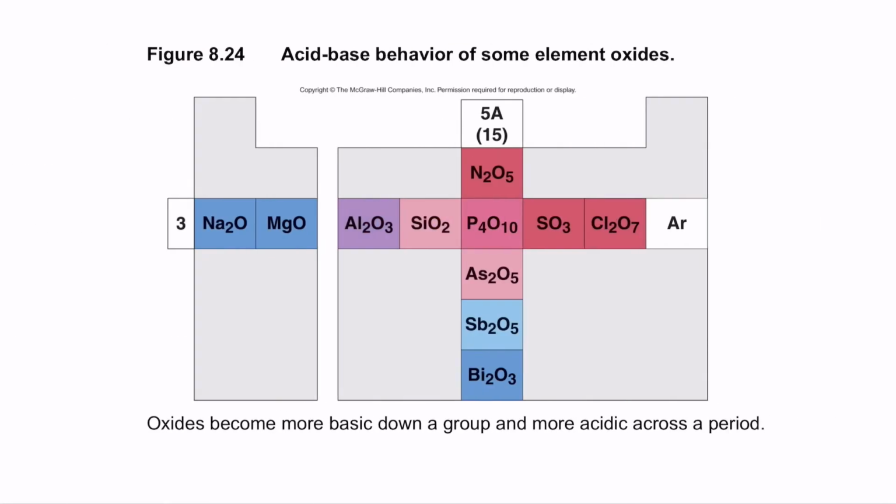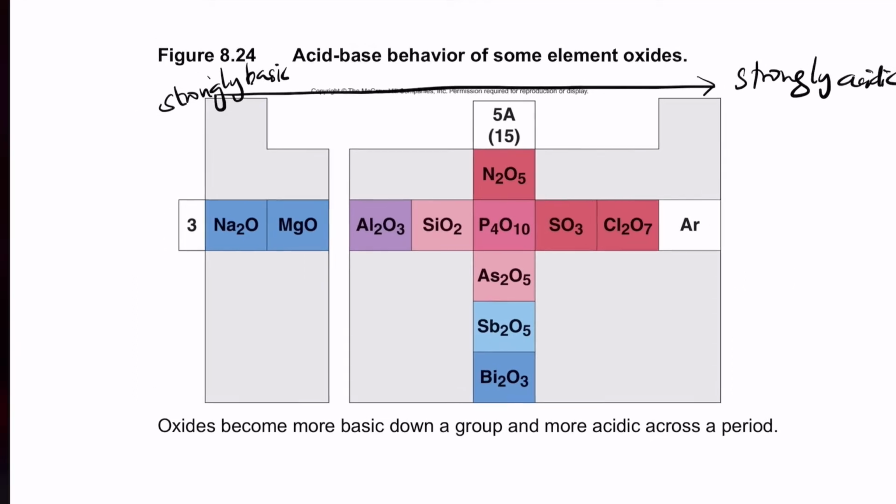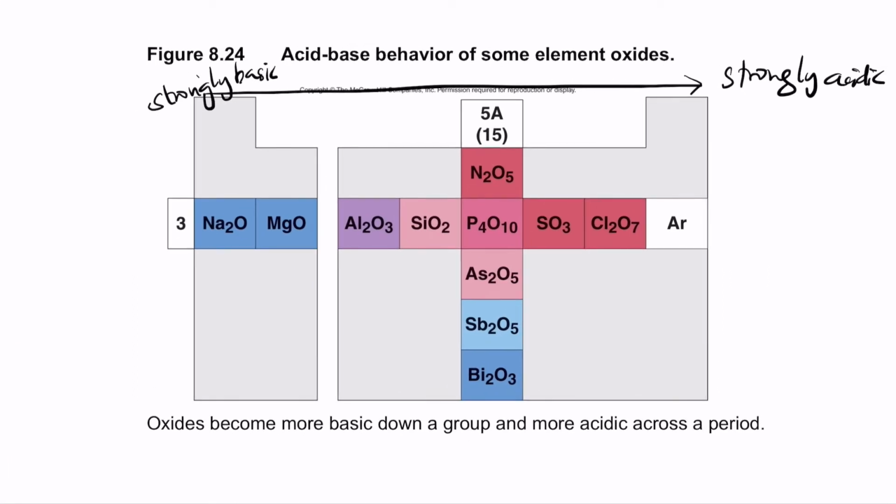So in terms of the acid-base behavior, across a period the acidic behavior becomes more and more, so you go from strongly basic towards strongly acidic, and down a group you go from strongly acidic to strongly basic. This is dependent on the metal behavior as well, because the more metallic the atom, the more ionic the oxide it forms. If it forms covalent oxides, it becomes more acidic.